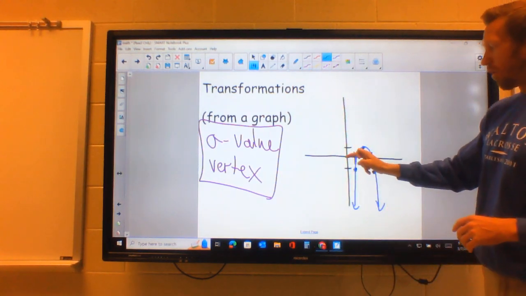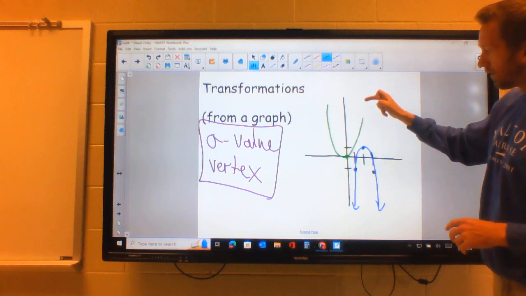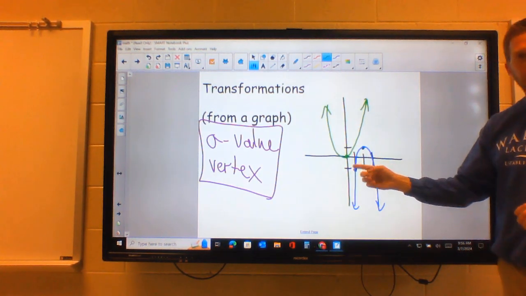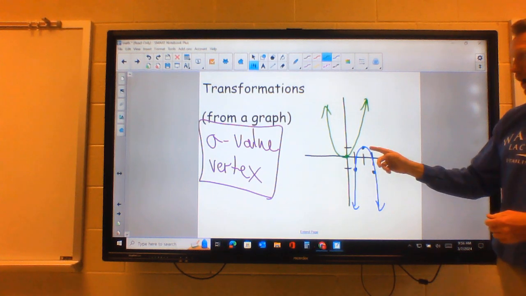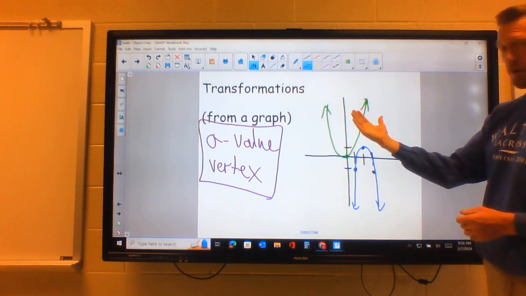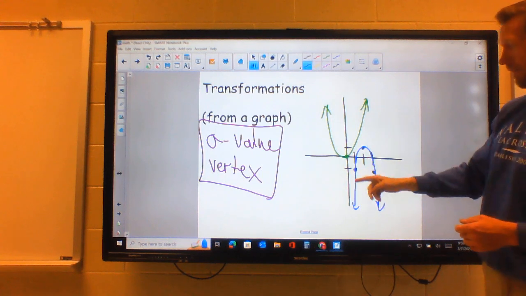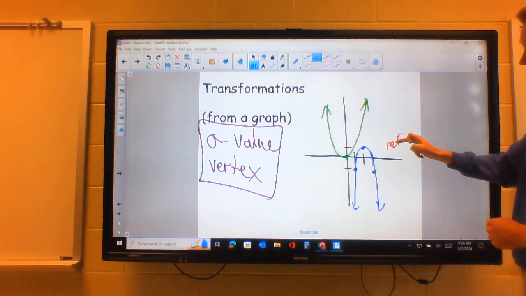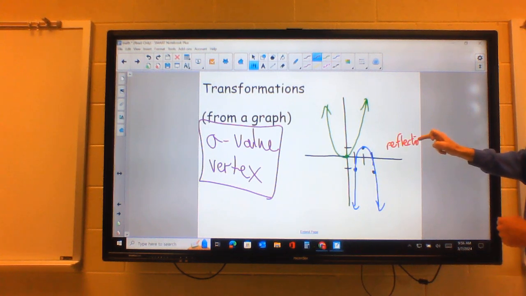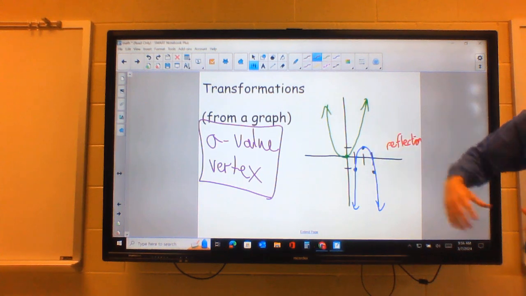If you recall, the normal parent function is graphed at the vertex, opening upwards, looking like this. All right? Clearly, our function has changed a lot. First, it has reflected. That's found in a negative a value. So we have a reflection here. That is found with this being a negative a value opening downward.